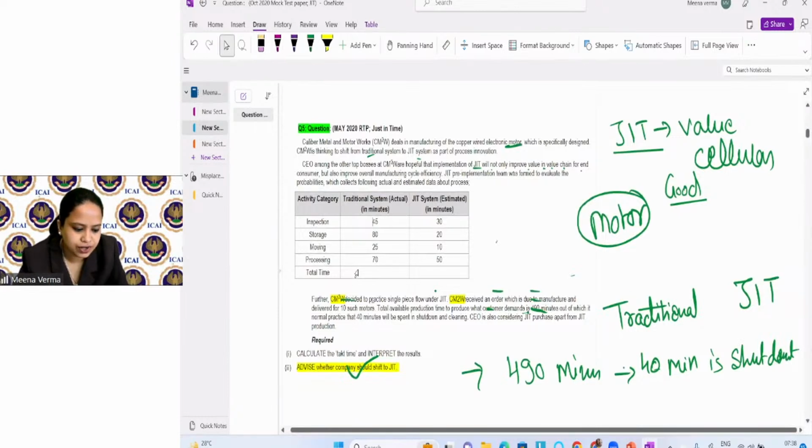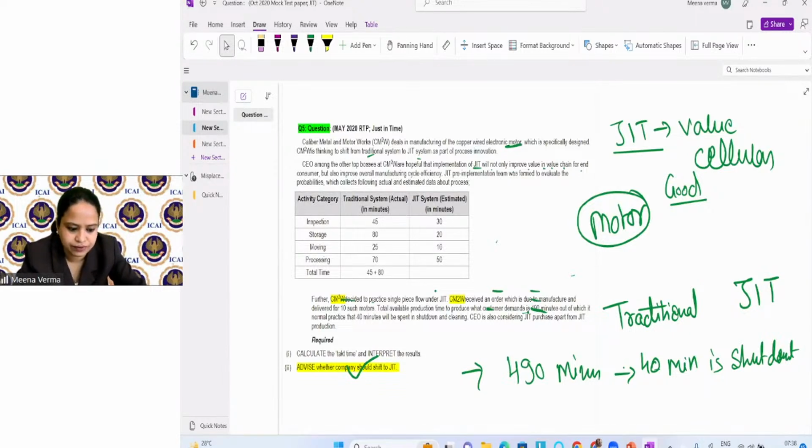So 45 plus 80 plus 25 plus 70. This is the total time of production.